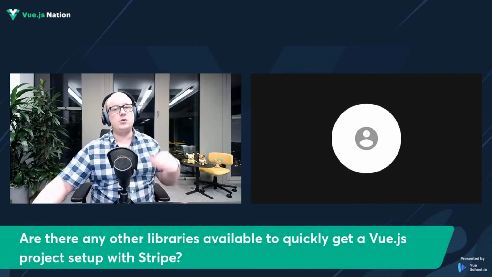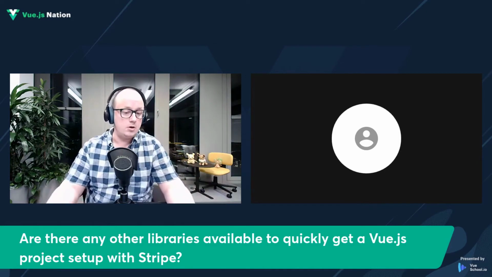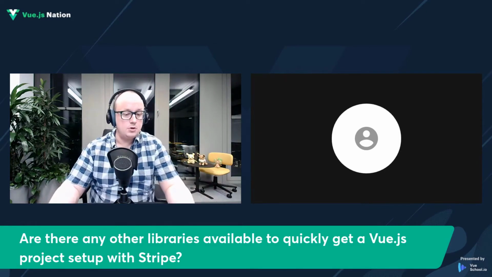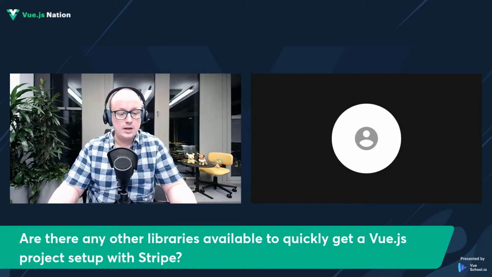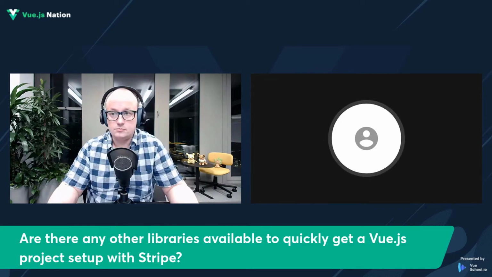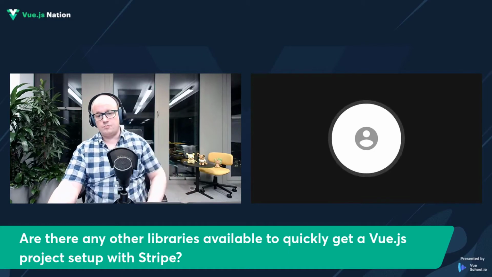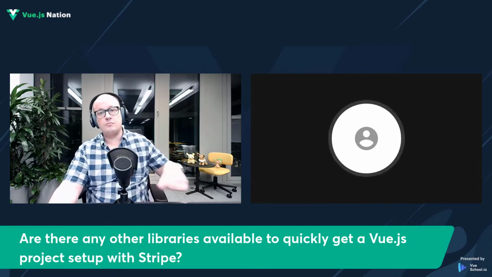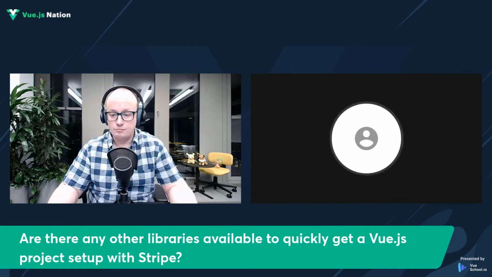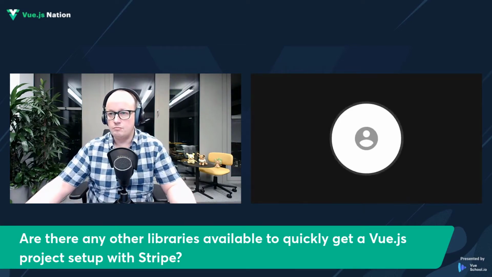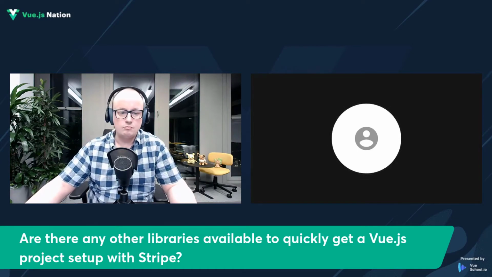I think maybe you can elaborate a bit on that, because you mentioned Vue Stripe. Are there any other libraries available to quickly get a Vue.js project set up with Stripe? There are a variety of different ones. The most used one that I know of, and a verified partner, is Vue Stripe. But in general, people either roll with Vue Stripe or they build their own components using Stripe's Stripe.js library on the front end. Oh, cool.